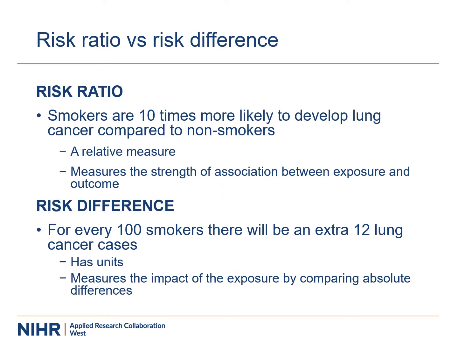So in summary, a risk ratio tells us how many more times the outcome is likely to happen in one group compared to another, and it's a relative measure looking at the strength of an association. And in contrast, the risk difference has units, and it tells us about the impact of the exposure by comparing absolute differences. And you'll find that the risk ratio is more likely to be used in research or evaluation, but that risk differences might be more often seen when you're communicating findings with patients or the public.